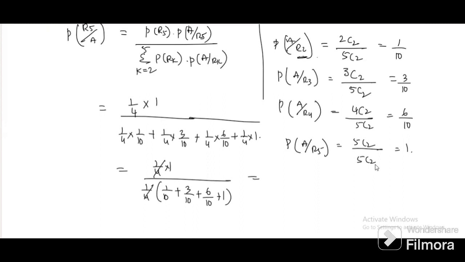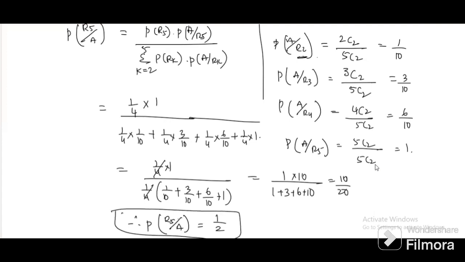So this we can write like 1 by 1 plus 3 plus 6 plus 10 into 10, which is 10 by 20. That is nothing but the probability of all the balls being red, if you know that the 2 balls drawn are red, is 1 by 2. So hope you understand clearly.